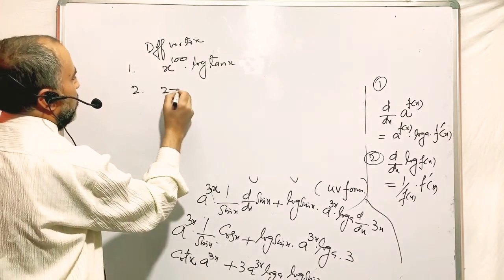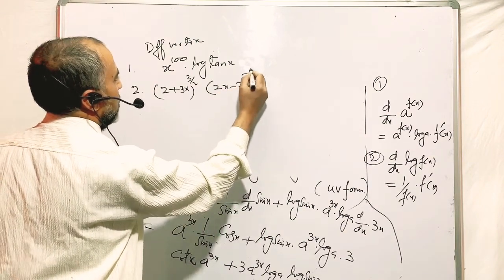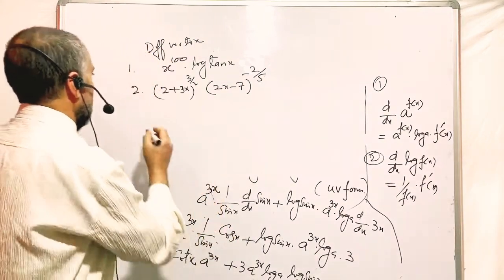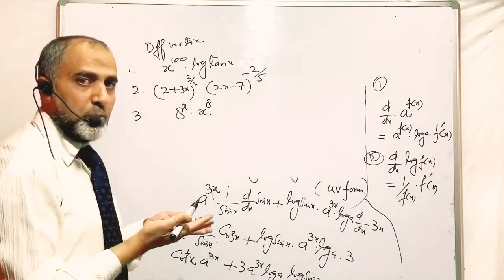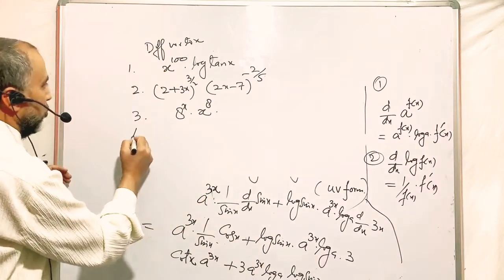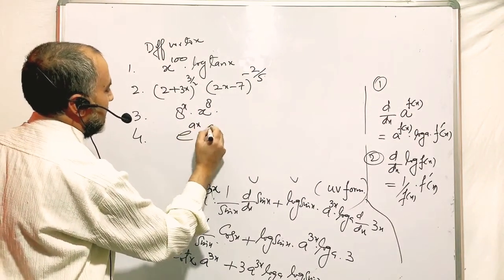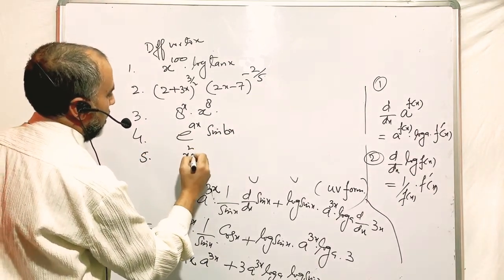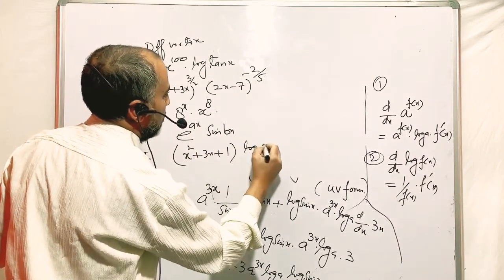Second, 2 plus 3x whole raised to power 3 by 2, 2x minus 7 whole raised to power minus 2 by 5. Again, we have to use u into v product rule for this. Third, 8 raised power x into x raised power 8. ऐसा क्वेश्चन तो मैंने आपको पहले ही दिखाया कि उसमें instead of 8 we are having 7 there. तो fourth one you will try e raised power ax sine of bx. Fifth one is x square plus 3x plus 1 into log of cos of x.